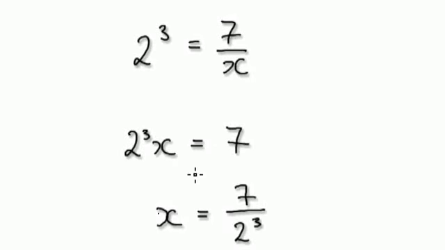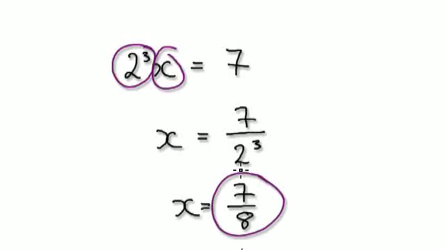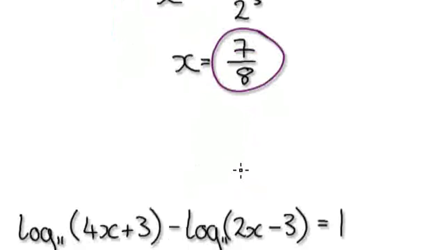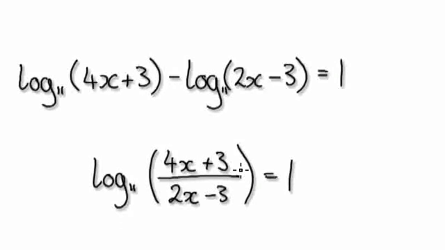So times x to both sides, and then here you've got this thing times this thing, divide, and then x equals this thing here. Okay, next example here.